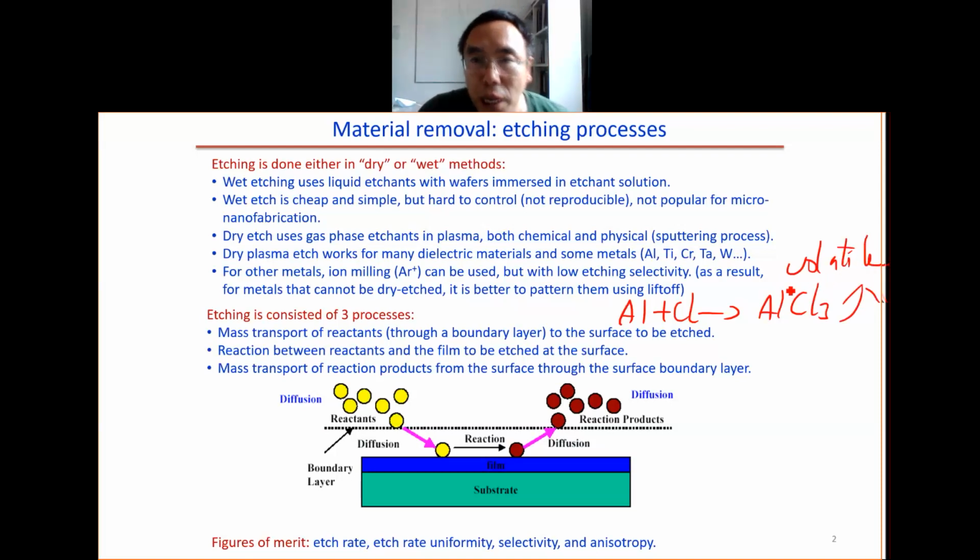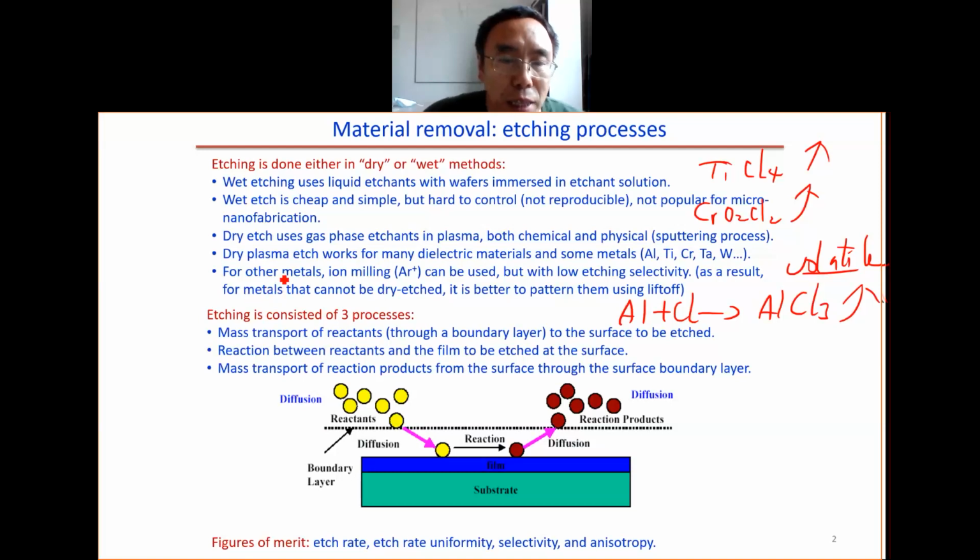So the etch will keep going forward. For titanium, we can form titanium tetrachloride; for chrome, CrO2Cl2. They are all volatile. So those metals can be etched by the dry plasma etching process. For other metals, we use ion milling. Ion milling is similar to the sputter deposition process, but it is more energetic.